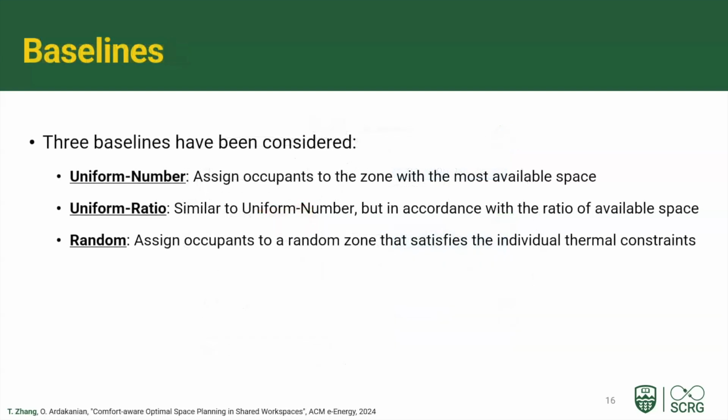And we evaluate the hypothesis with three different baselines. The first two baselines are called the uniform algorithms, which distribute occupants evenly among different zones based on the number of available spaces and the ratio of available spaces, disregarding the thermal comfort constraints. The third one is the random algorithm, where we randomly assign occupants to zones that meet the thermal comfort criteria.